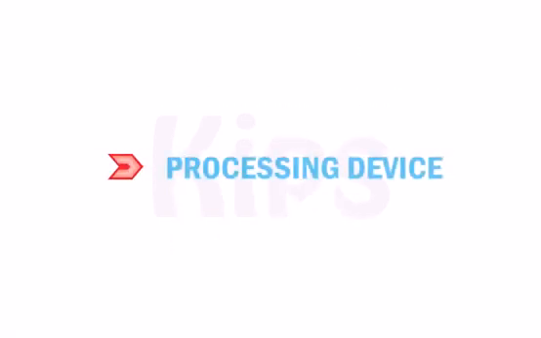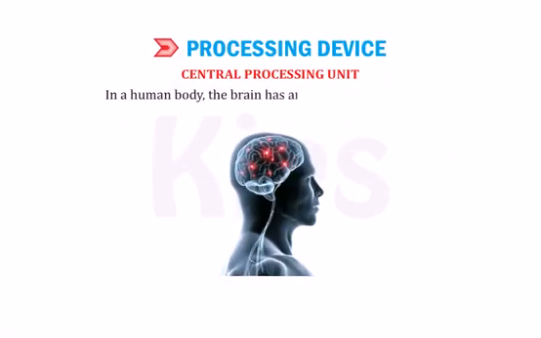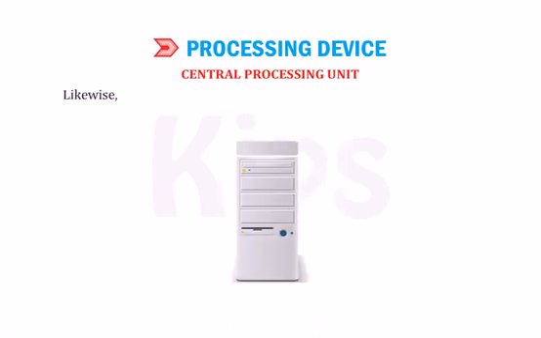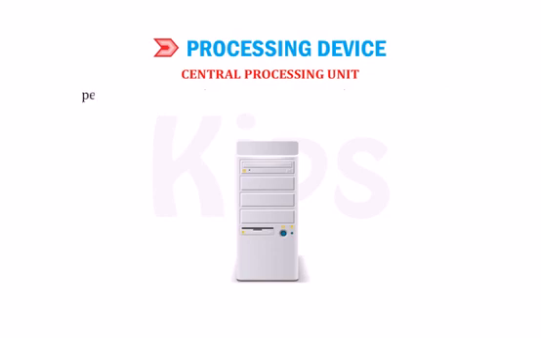Now let us talk about the processing device. Central processing unit. In a human body, the brain has an important role to play. The activities that we perform are the results of signals that we receive from our brain. Likewise, the CPU is the brain of a computer where it processes and stores the information, performs calculations and sends the result to the output devices.